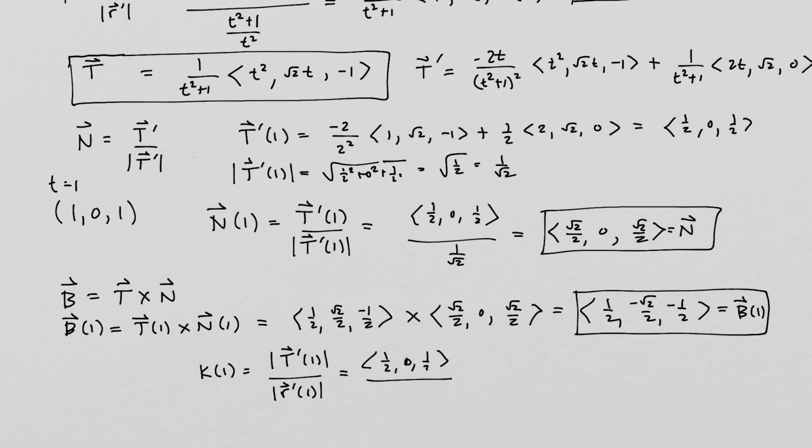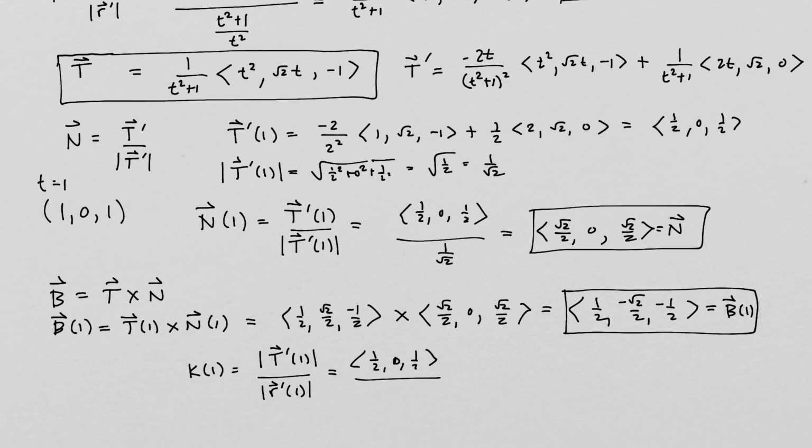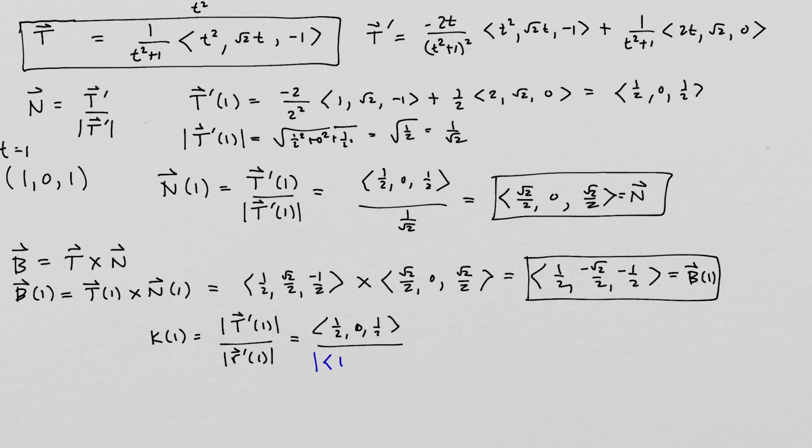And the magnitude of r prime of 1, we have to go back up to here. Let's find r prime. r prime is this vector. So r prime of 1 is going to be 1, radical 2, and negative 1. And if you calculate that magnitude, you're going to get the square root of 1 plus 2 plus 1, which is the square root of 4, which is 2.